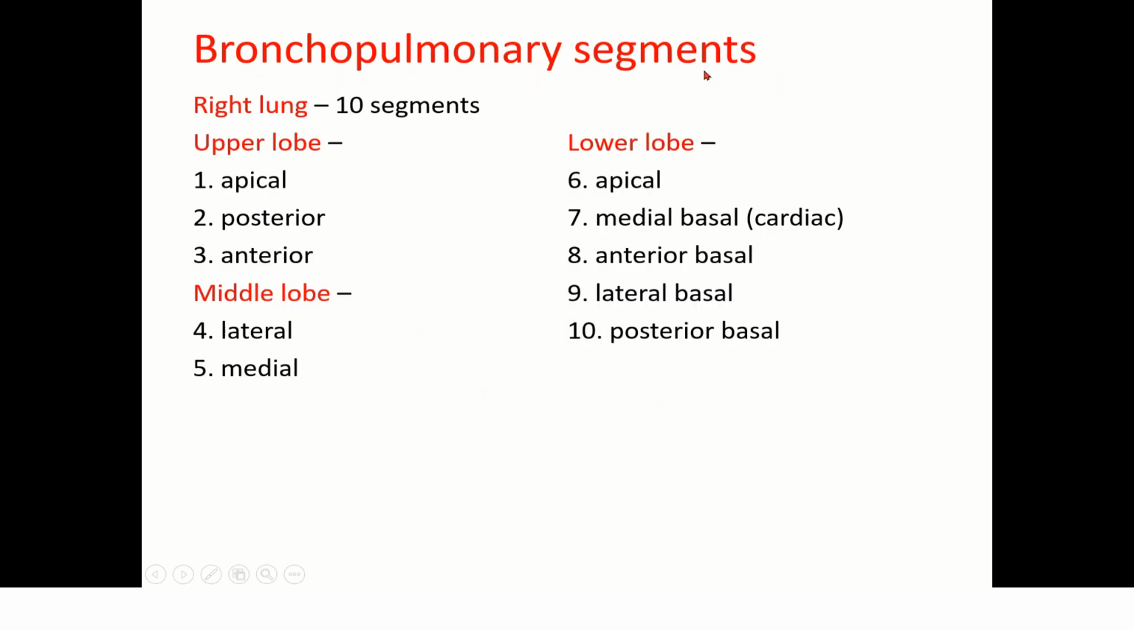So the number of bronchopulmonary segments in the right lung is 10. In the upper lobe: apical, posterior, anterior. In the middle lobe: lateral and medial. See the numbering: the lateral segment is 4 and the medial segment is 5.